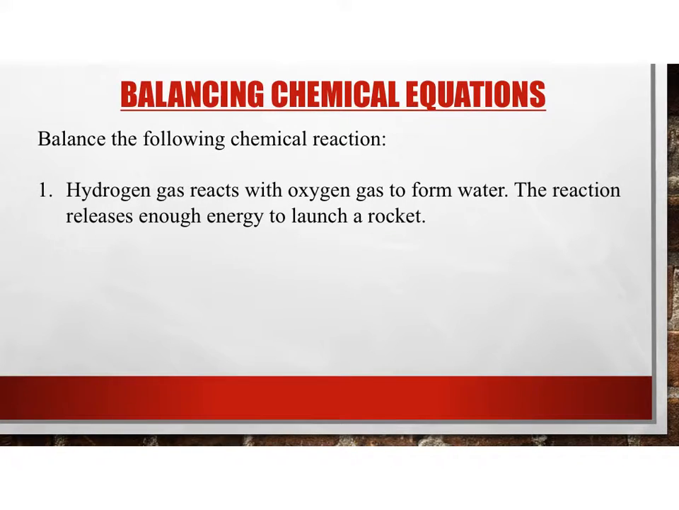All right, in my first example, I have hydrogen gas reacts with oxygen gas to form water, the reaction releases enough energy to launch a rocket. All right, so I know I'm going to be balancing, so I'm going to go ahead and give myself a place to write the coefficients when I get to that step. But I have hydrogen gas reacts with oxygen gas to form water.